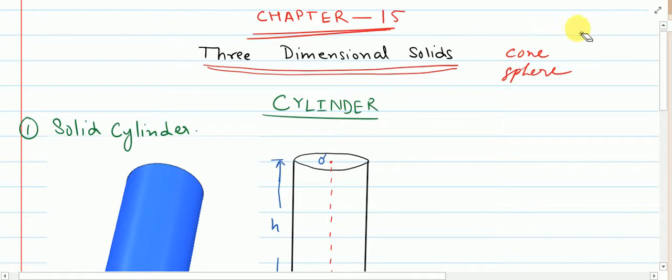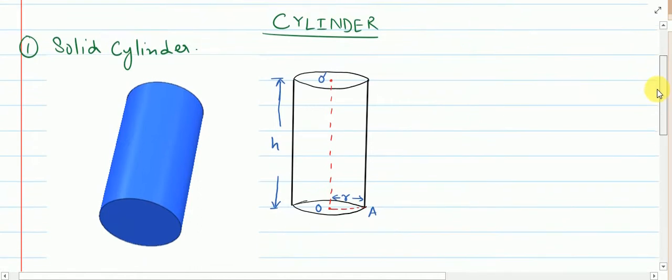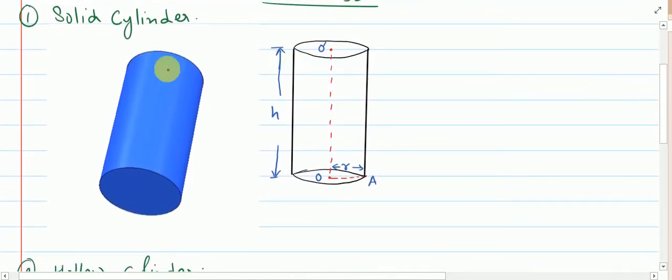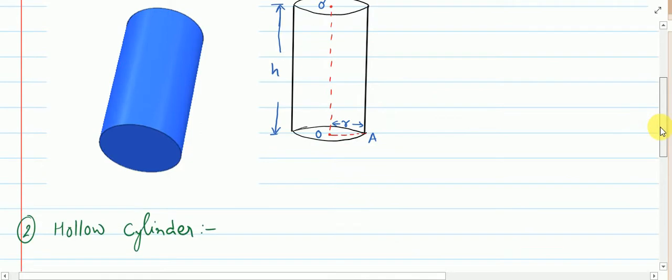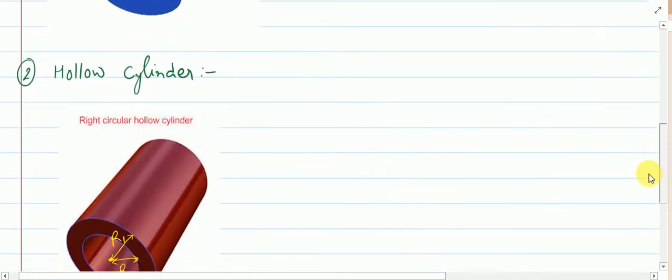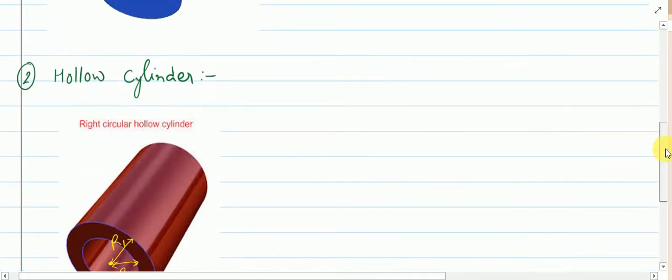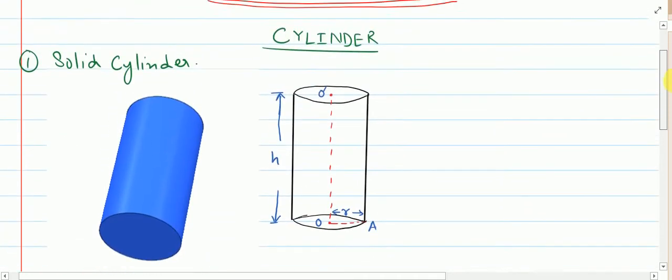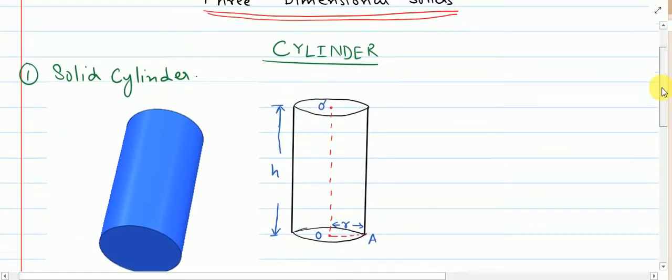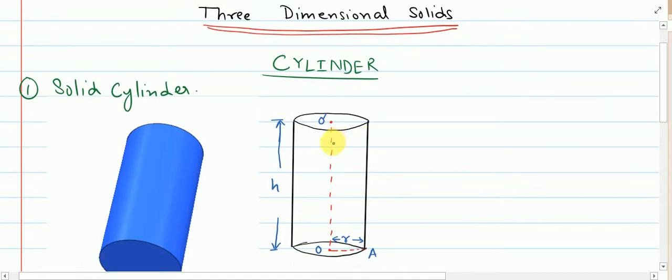In cylinder you will have two types of cylinders. One will be solid cylinder, as you can see in this figure. This type of cylinder is called solid cylinder, and this is your hollow cylinder. In this we will learn how to find the surface area and the volume of the given cylinder.